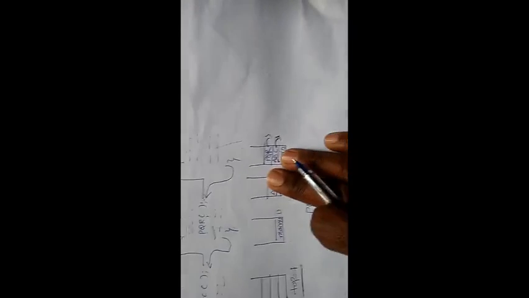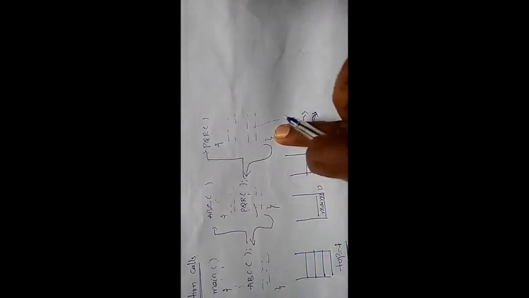PQR returns to this step and the remaining steps are executed. After the completion of the remaining steps in ABC, ABC should be popped out. Then ABC comes out, and after the completion of the subprograms in our main function, we complete our main function.